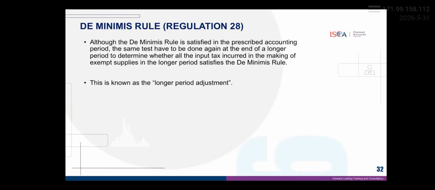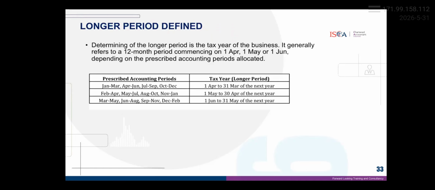So it doesn't mean that within that quarter or filing period, you always qualify, or vice versa. It doesn't mean that within that filing you don't qualify at the longer period situation. So you may not qualify now, but at a longer period, you actually qualify because you have 12 months to play around with. The longer period is the tax year of the business. It generally refers to a 12 months period commencing 1st April, 1st May, or 1st June. So it goes 12 months.